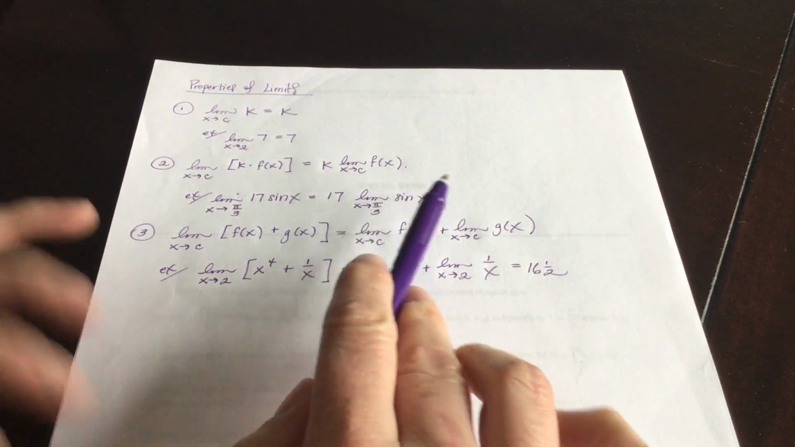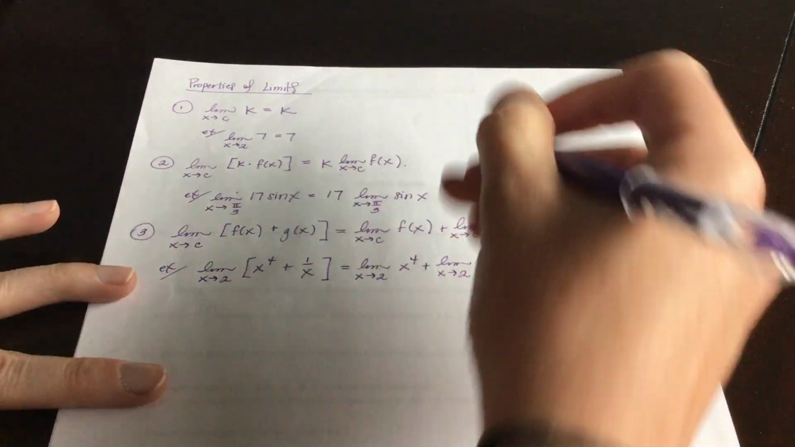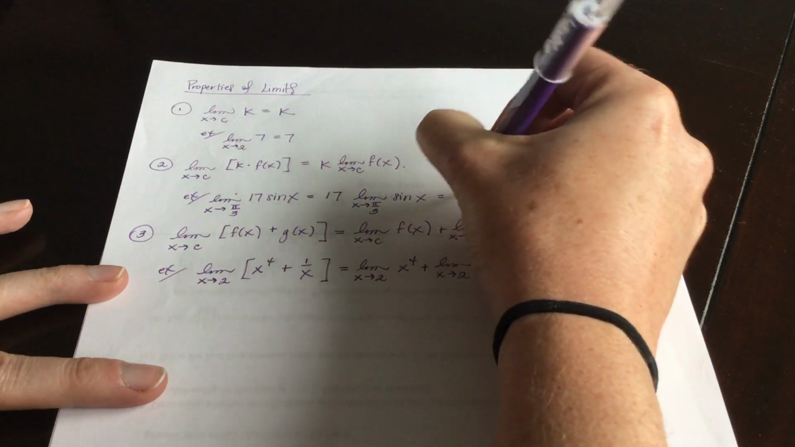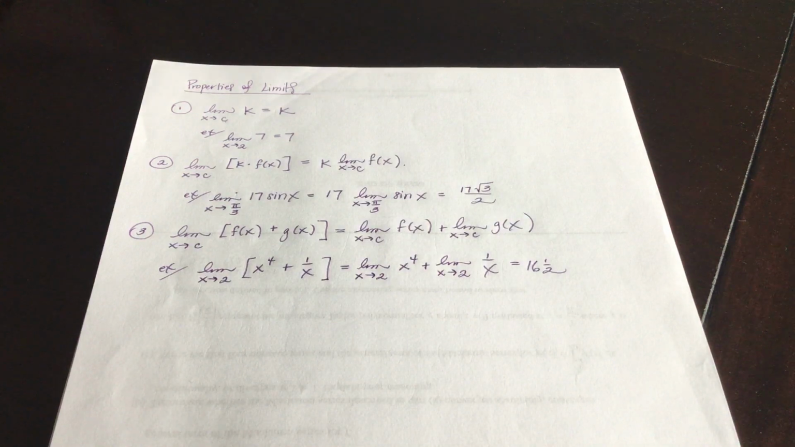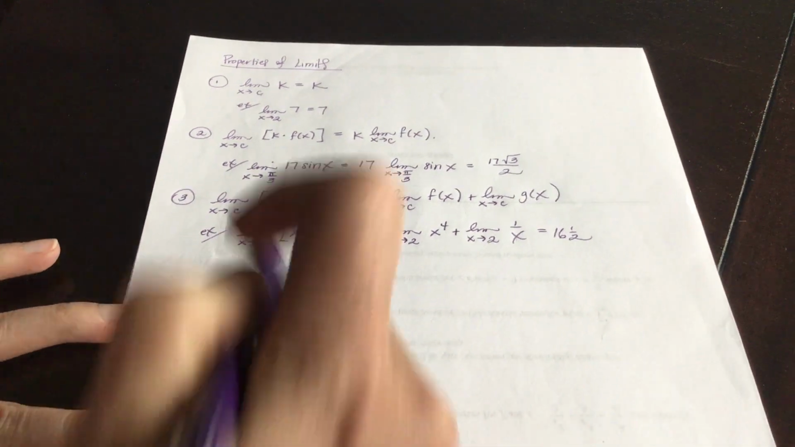There we go. I guess I should go back and evaluate this one up here. So what's the sine of pi over 3? Is that root 3 over 2? So I think you would have gotten 17 root 3 over 2. Yeah. Okay. Let's see. Property number 4.